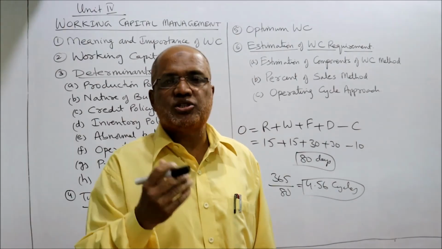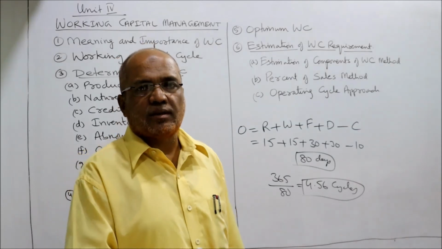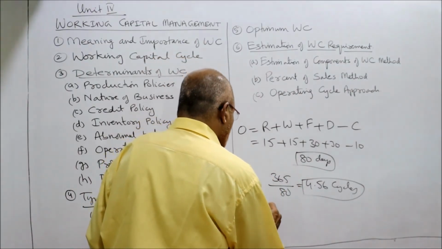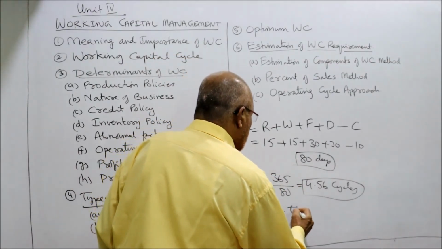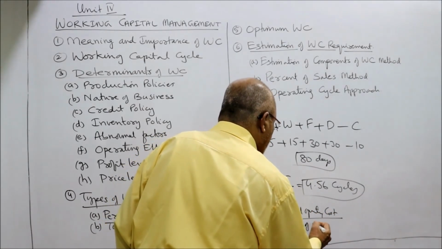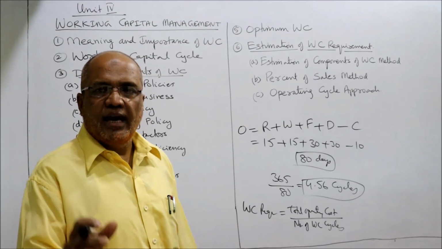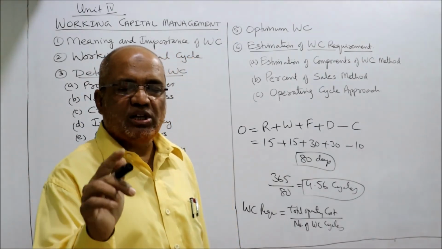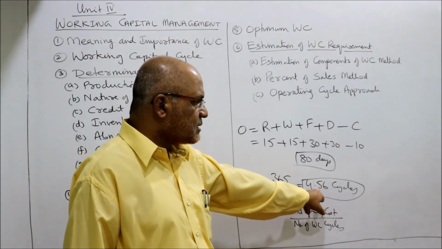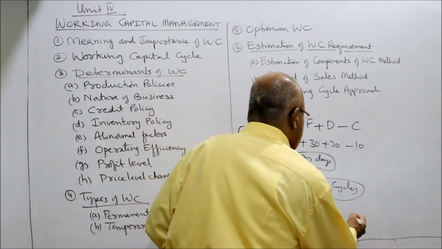Now, ultimately, we want to know how much working capital is required. So we need the total operating cost. How much is the total operating cost for 1 year? Working capital requirement is equal to total operating cost divided by number of working capital cycles. Example, total operating cost in 1 year is 10 lakh rupees, and in one year we are getting 4.56 cycles. So 10 lakh divided by 4.56.